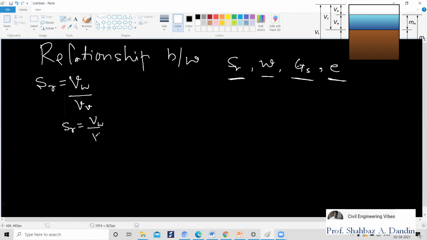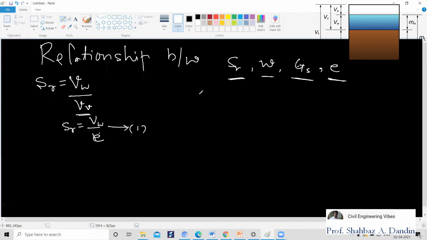VV means e. Volume of voids, you considered it as e, right? Okay, that I will give as equation 1. Now we have to move on with the whole: the number of pieces into the whole, we have to combine with respect to the whole. Okay, now one by one you go with it.